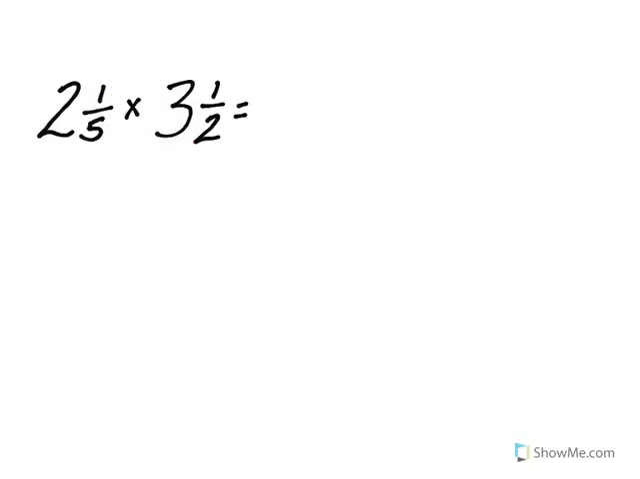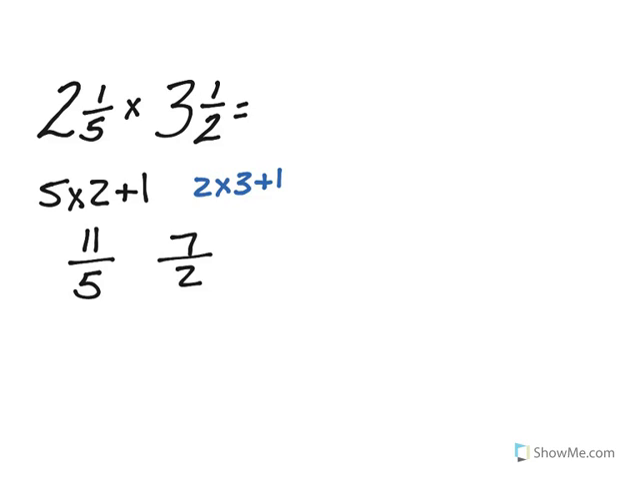Let's take a look at the next problem. I'm going to go straight to multiplying this out. For this first one, I'm going to say 5 times 2 plus 1, and that's going to give me 11, and I'm going to keep my denominator. For the second one, I'm going to do 2 times 3 plus 1, and that's going to give me 7, which is going to all go over 2. Now again, if you need to use the number bonds, that's fine. 11 times 7 is 77. 5 times 2 is 10.